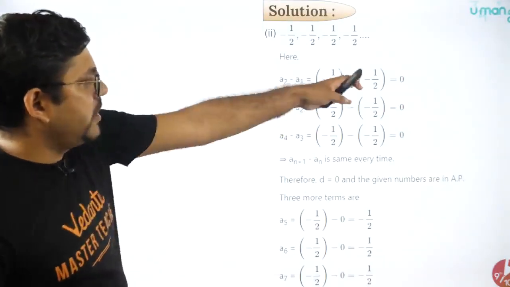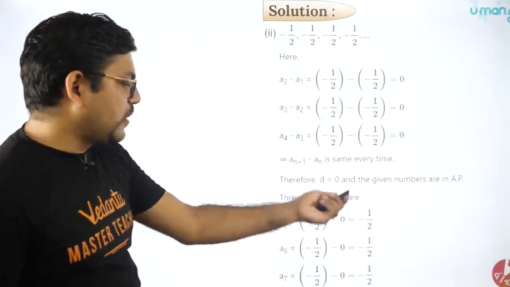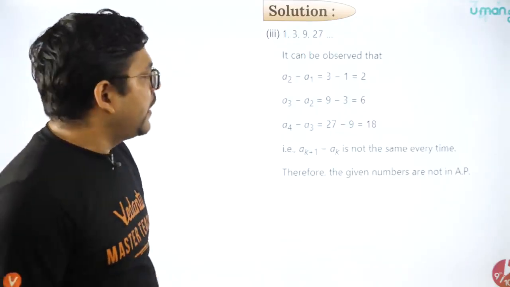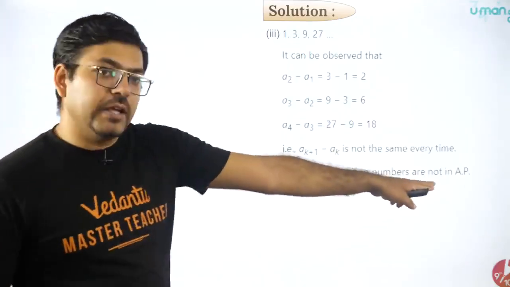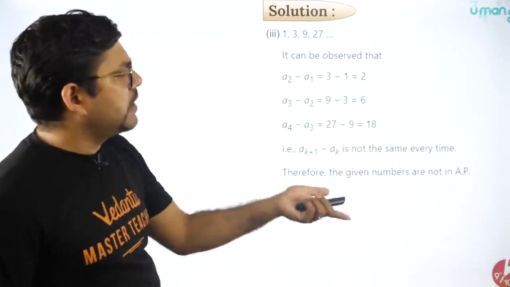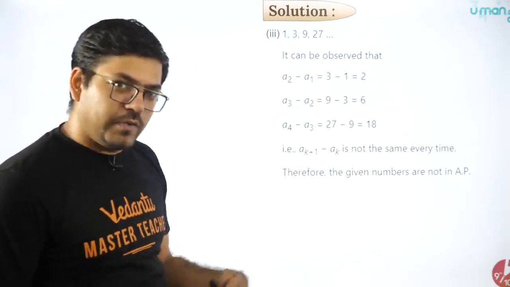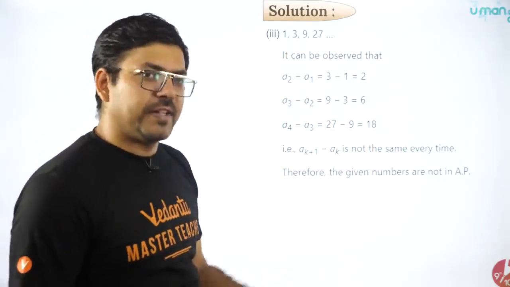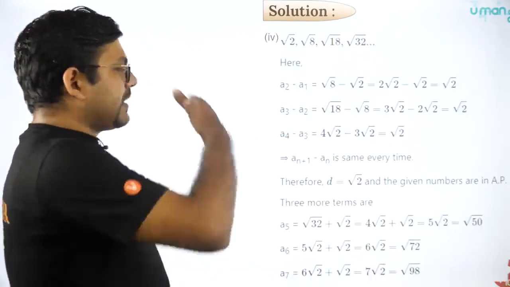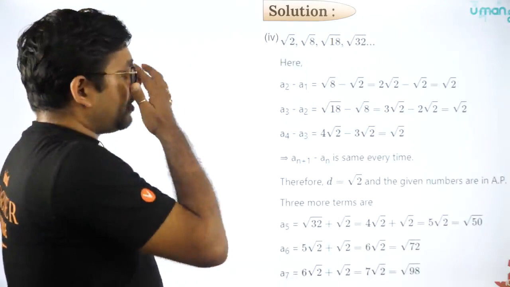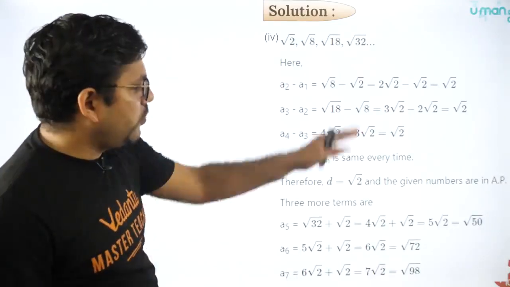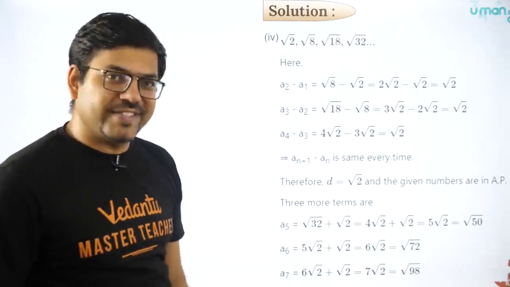Moving ahead, here the D is 0 undoubtedly, so all the next 3 terms will also be the same. Here, this is not an AP. Why? Because this is a special series. We call it GP. We will not be studying it right now, but in some other sessions. And then the last one is also an arithmetic progression where root 2 is the common difference. So we just solved the root 2 and we got the answer.